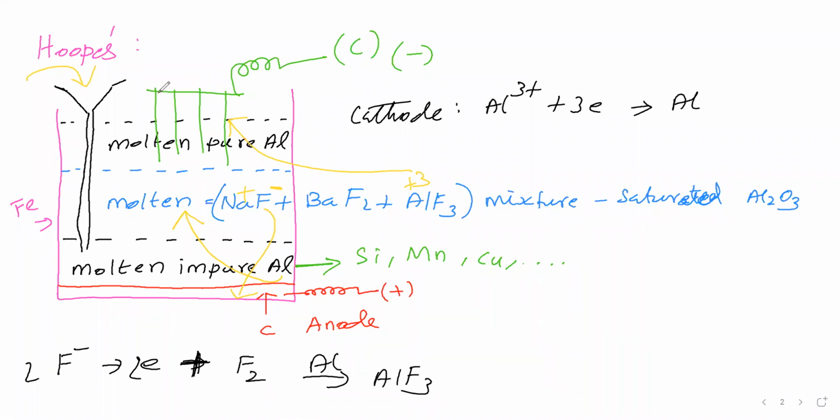Next, we will go for physical properties of aluminum. We can see aluminum is a bright silvery white metal. Its tensile strength is high. It has high electrical conductivity. It has high thermal conductivity.